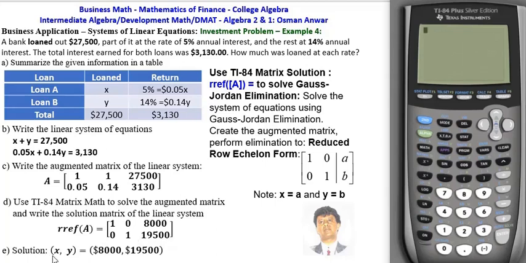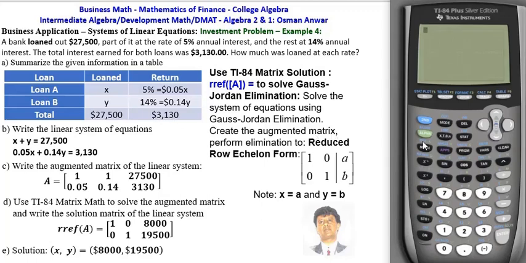So that means loan A was x, which is 8,000, and loan B was y, which is 19,500. If you add 8,000 plus 19,500, it indeed gives you 27,500. If you multiply the 8,000 by 0.05 and multiply the 19,500 by 14%, which is 0.14, and you add them, indeed you will get 3,130.